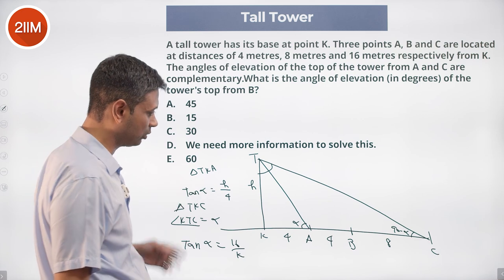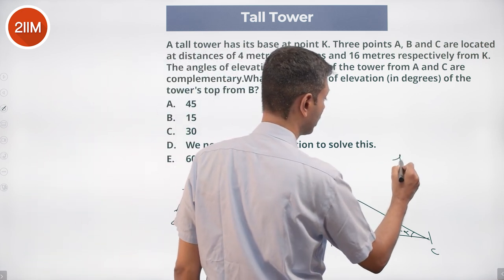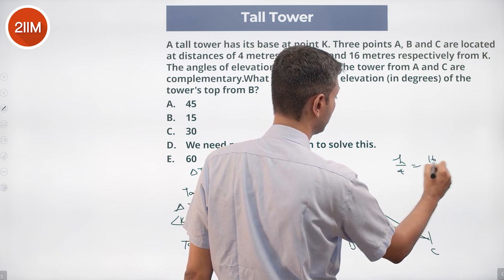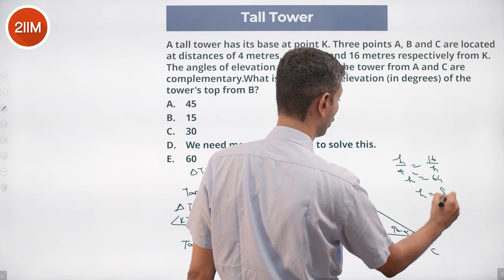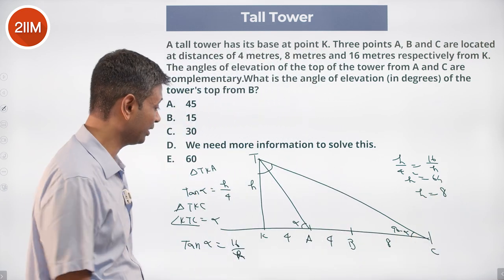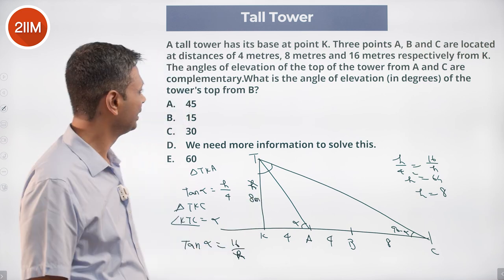H by 4 is equal to 16 by H. H square is 64, so H is 8. It cannot be minus 8, obviously. So the height is 8 meters.